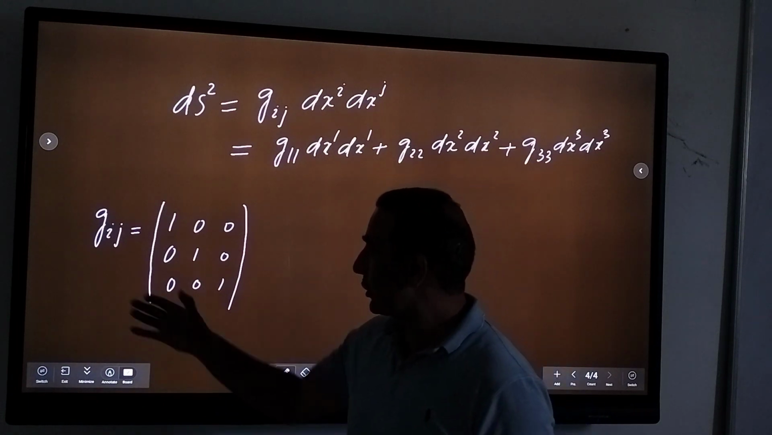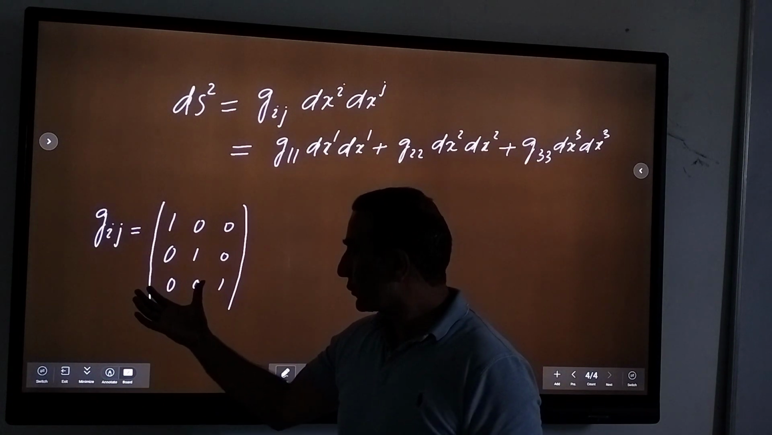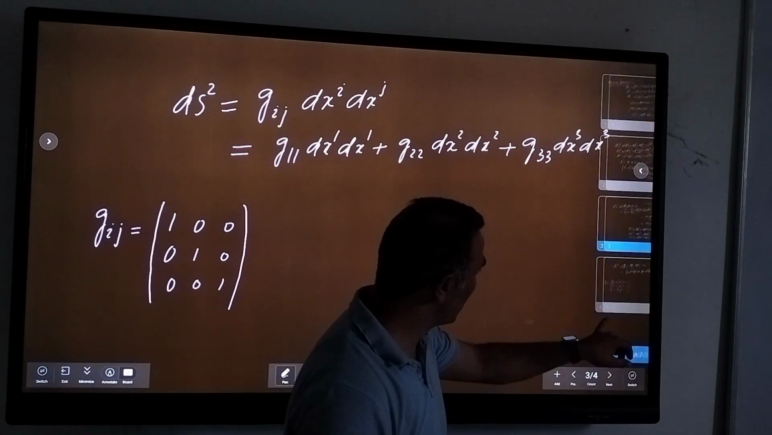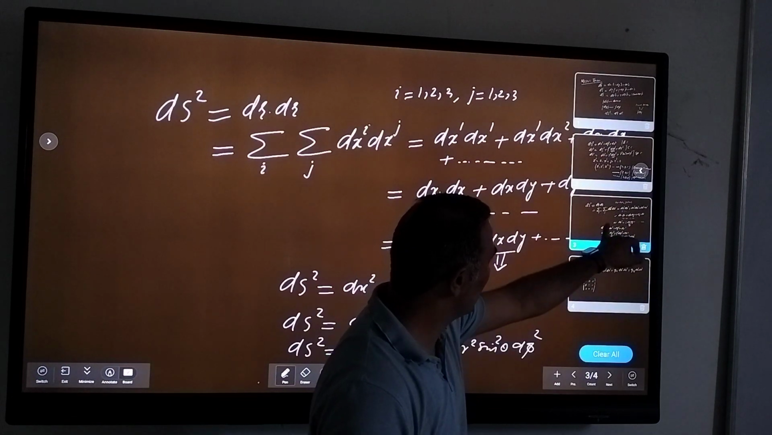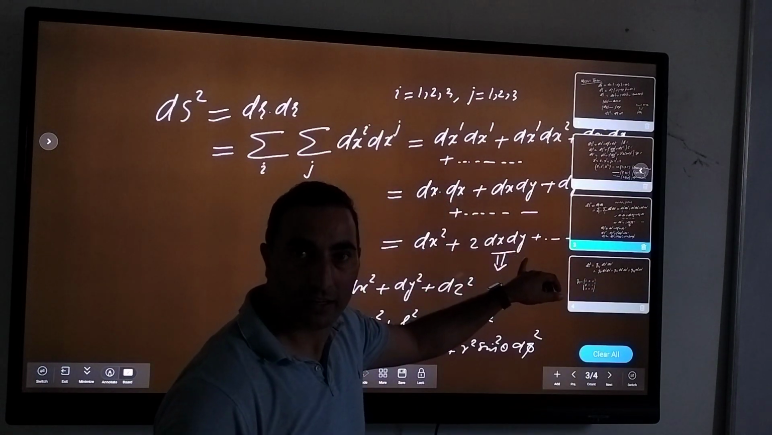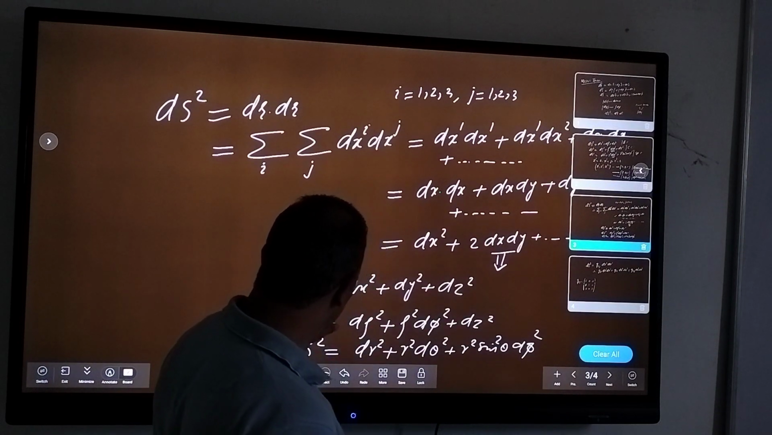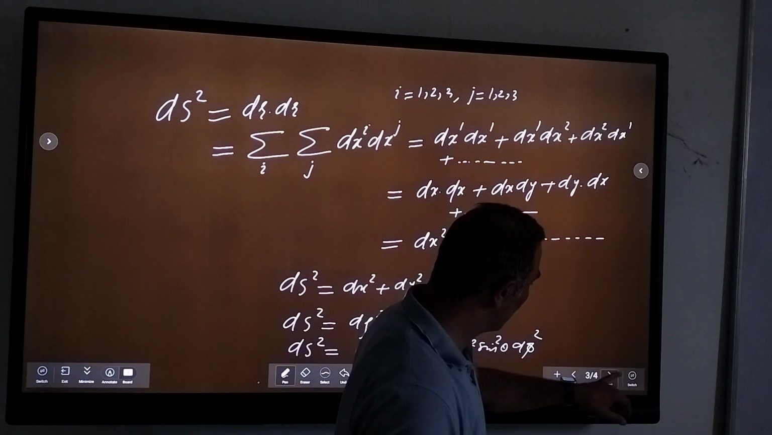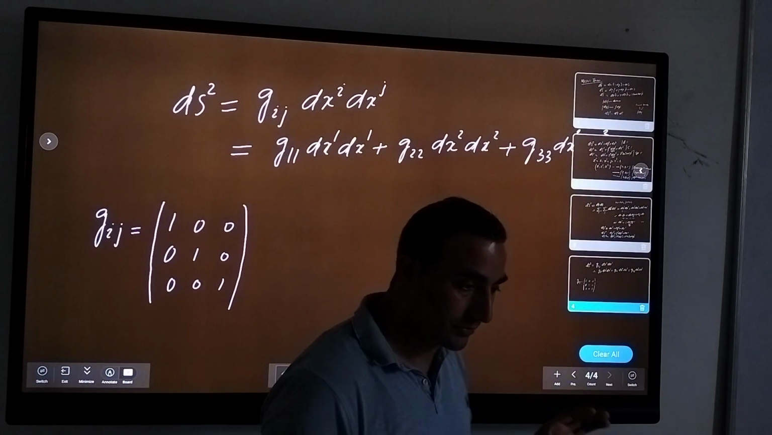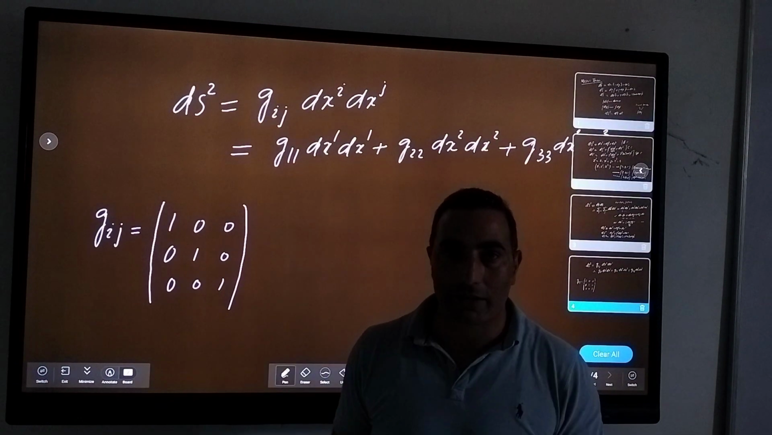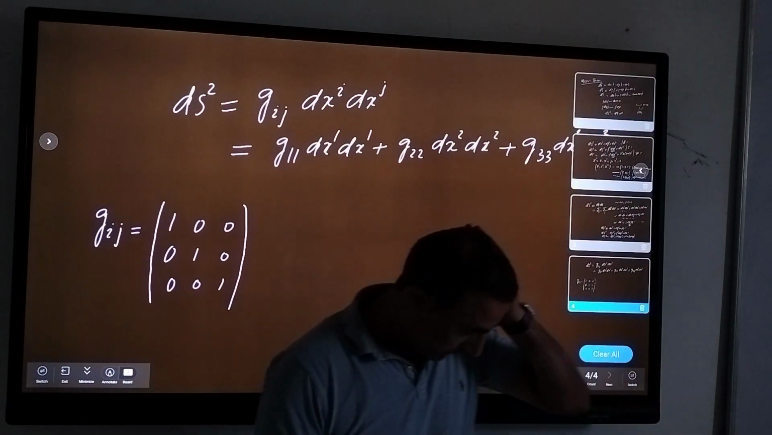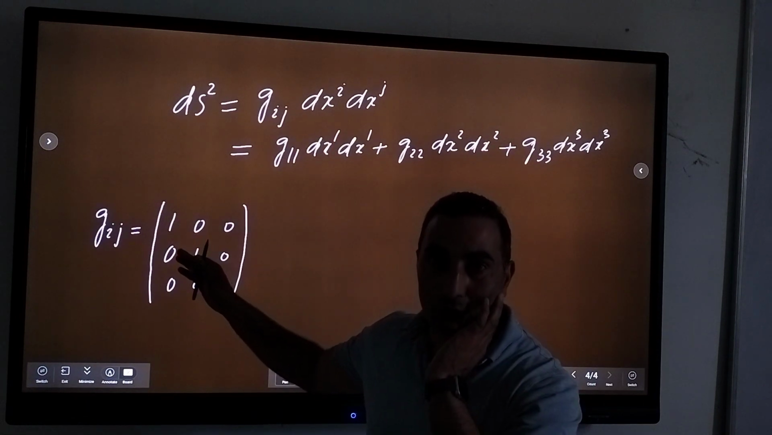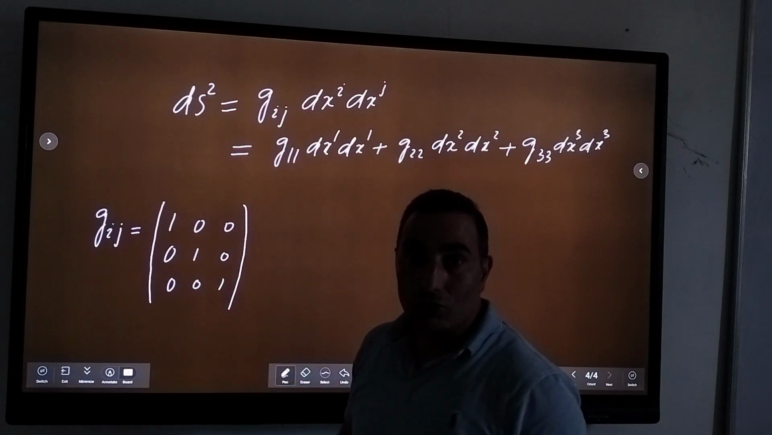To write that, I need to introduce a matrix g of ij so that I get rid of those off diagonal elements. Because you observe that I am getting some off diagonal elements here, and then I cannot write ds square in this form. So to write it in this form, I am writing that this matrix g of ij, which is called the metric tensor, should be a unit matrix, that is 1 0 0.